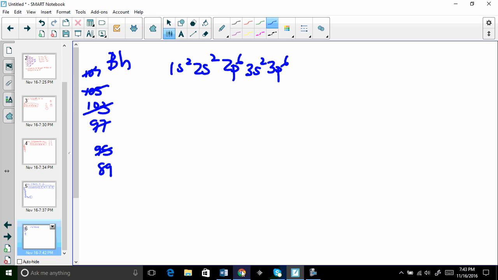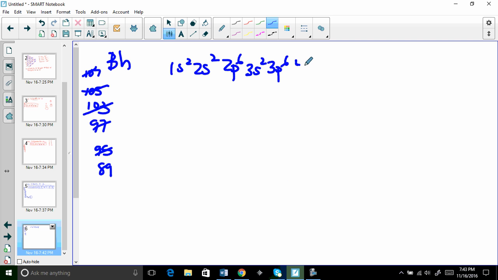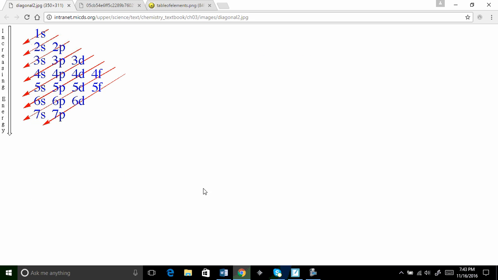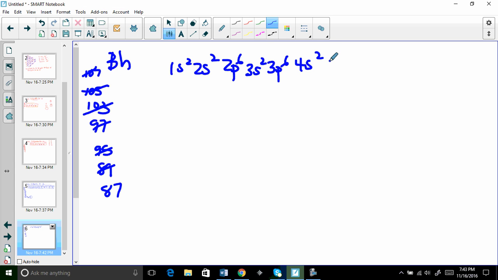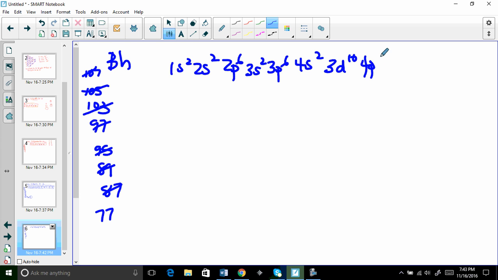Over here, what fills after 3p? 4s. For s2, I'm down to 87. What fills after 4s? 3d. I love d orbitals because they get rid of a lot. 3d10, down to 77. What fills after 3d is 4p, but p orbitals hold 6. 77 minus 6 is 71.